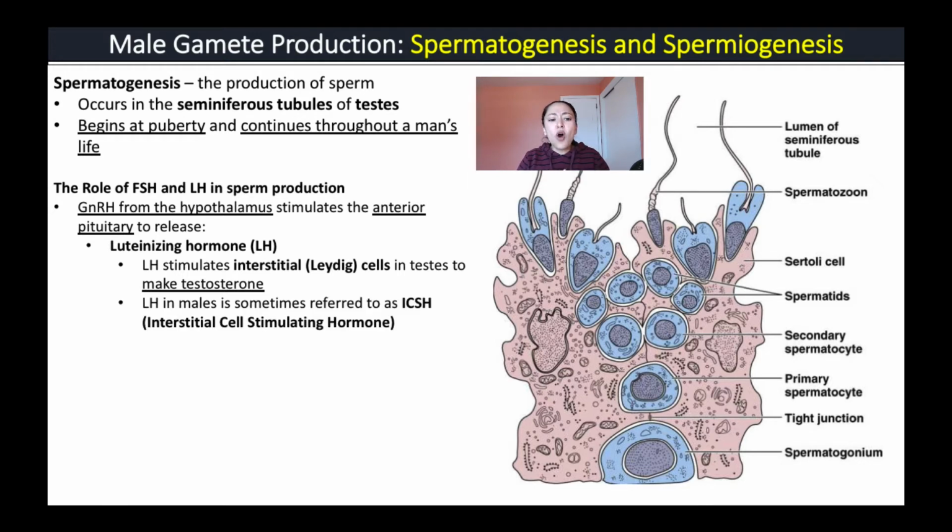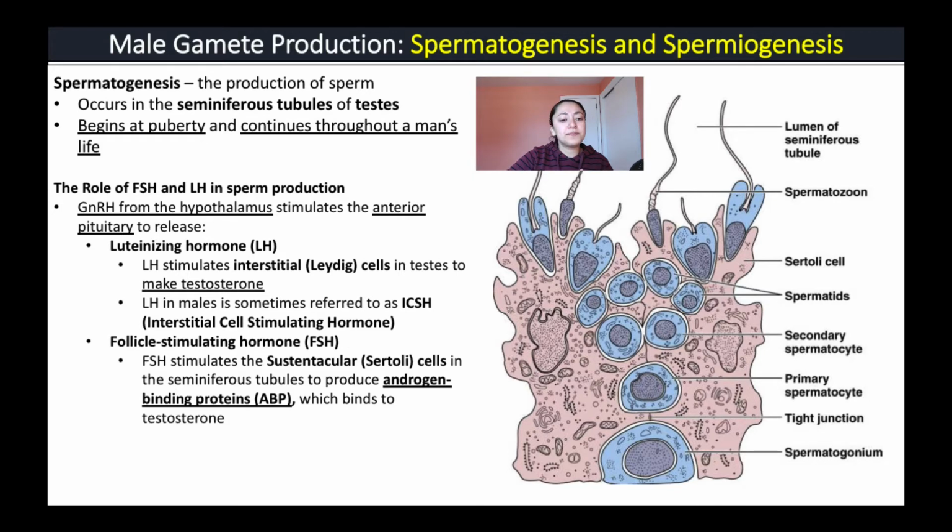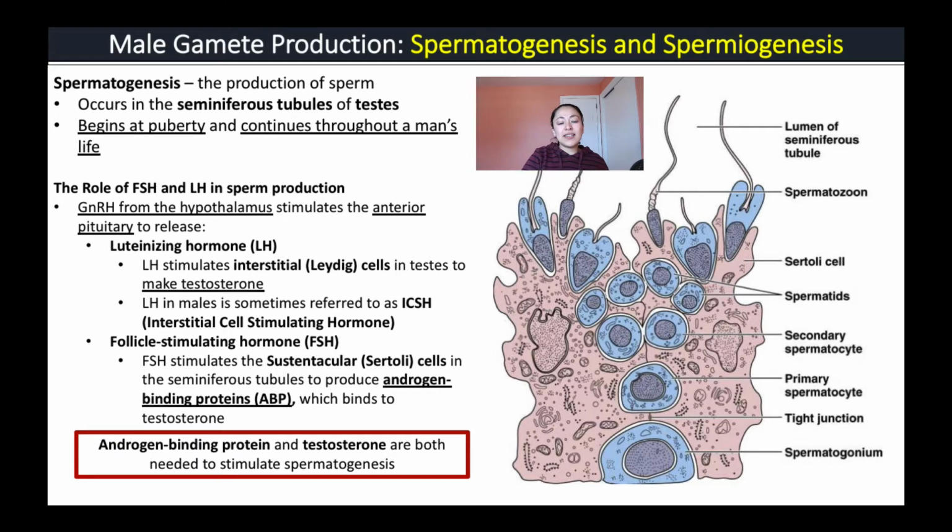LH in males is sometimes also called interstitial cell stimulating hormone, but I will just refer to it as luteinizing hormone because it's the same hormone that's produced in females. The other hormone that the anterior pituitary releases is called follicle stimulating hormone, or FSH. And this actually stimulates the sustentacular cells, also known as the Sertoli cells, to release a protein called androgen binding protein. And this protein binds to testosterone to make testosterone more effective. So androgen binding protein in conjunction with testosterone are both needed to stimulate spermatogenesis.